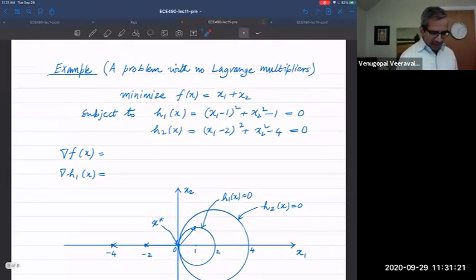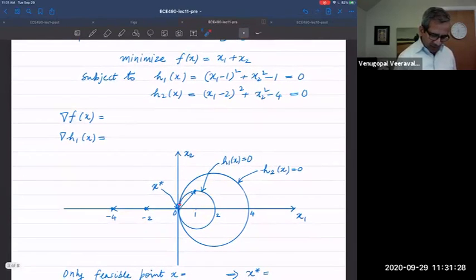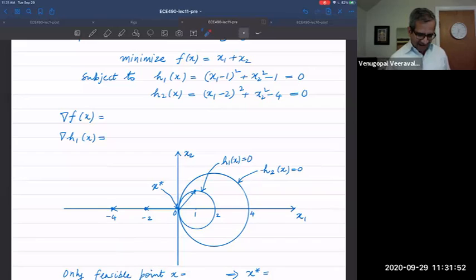So let's look at this optimization problem. We want to minimize x1 plus x2 again, but now we have two constraints. One is this: we want to be on this circle. And the other one is the slightly larger circle. So you have to be on both of these circles. There's only one point x star that's on the intersection of both of these circles. So this is the only feasible point.